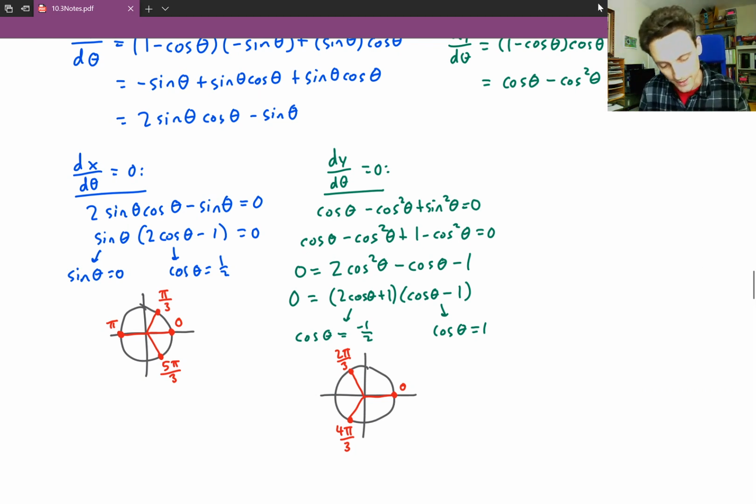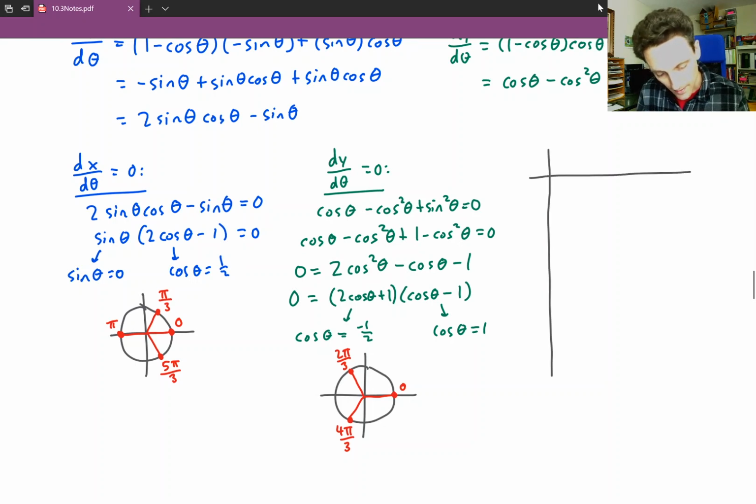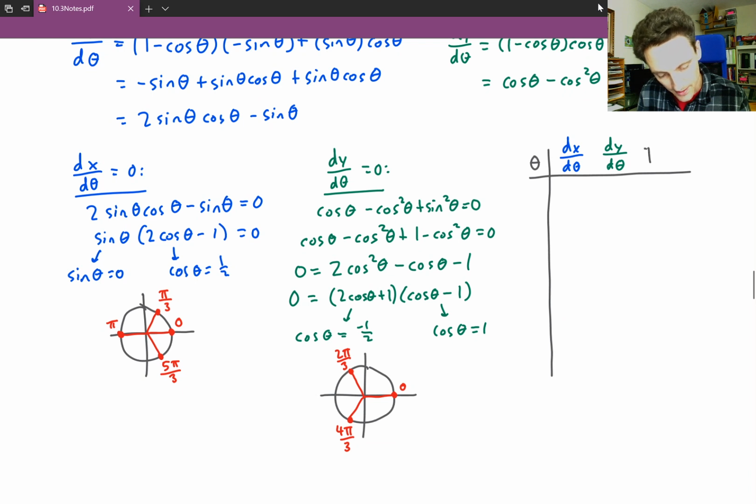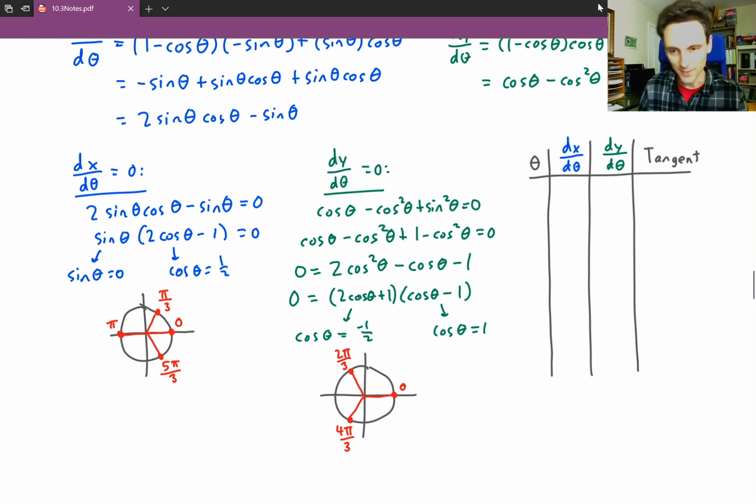So now what we can do is make a little table that's going to help us organize things. We're going to make a column for theta, a column for dx d theta, and a column for dy d theta. And then the fourth column that talks about the tangent line. Might need to extend that, I'm not sure.